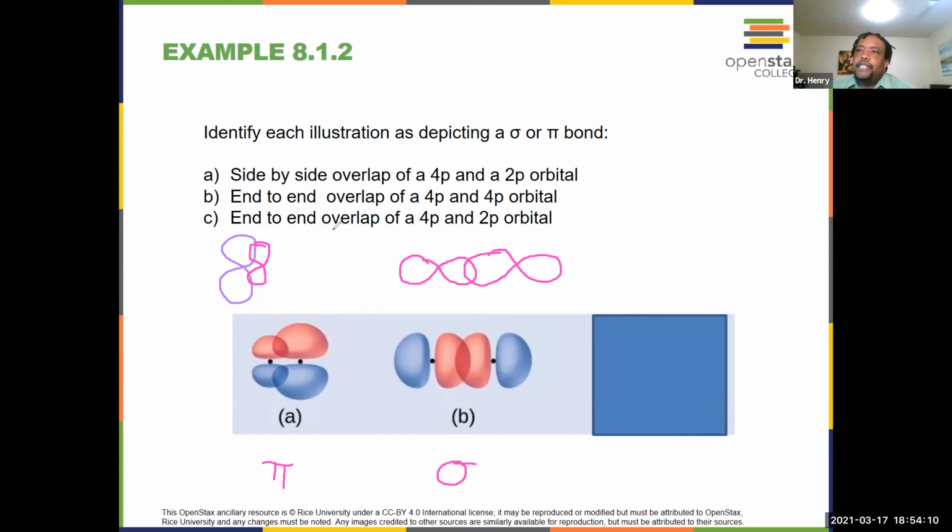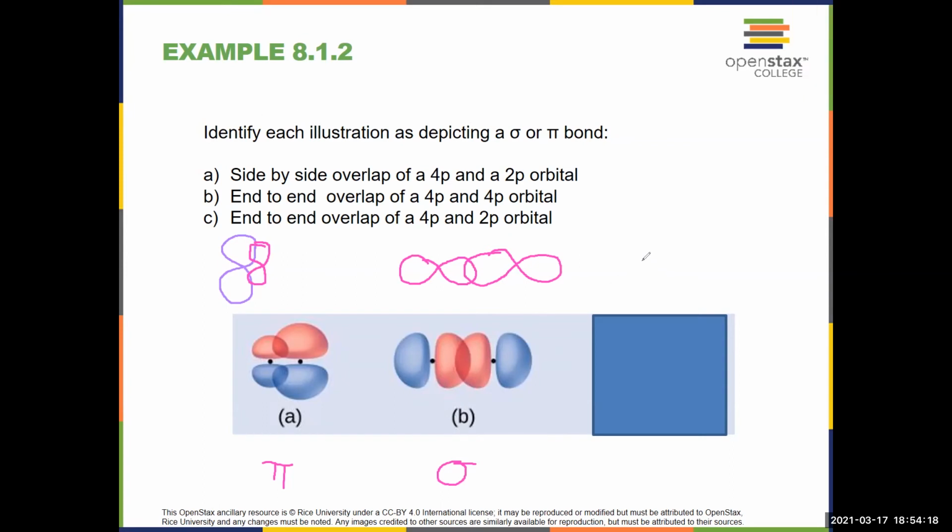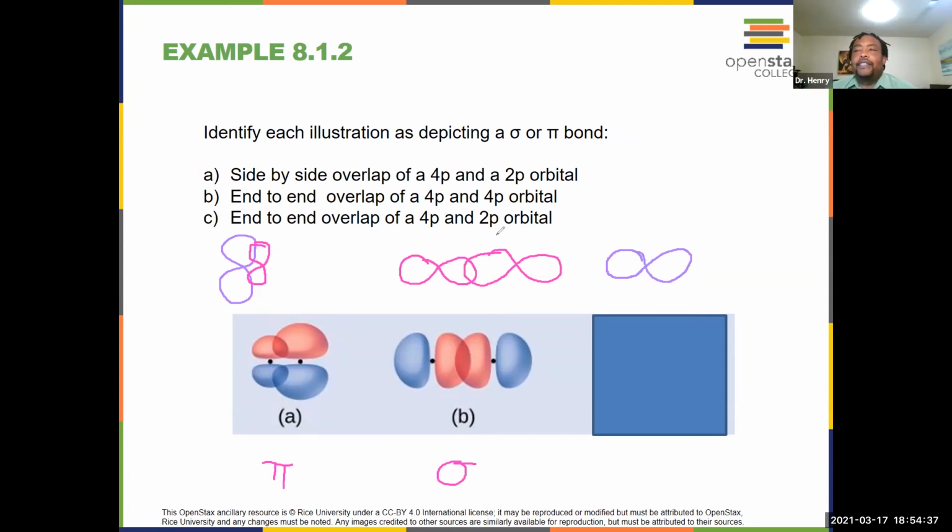What about end-to-end overlapping of a 4p and a 2p? Would it be a figure 8 and a circle? So if we have one figure 8, what is the other one going to look like? It's another figure 8, just smaller. That's right.